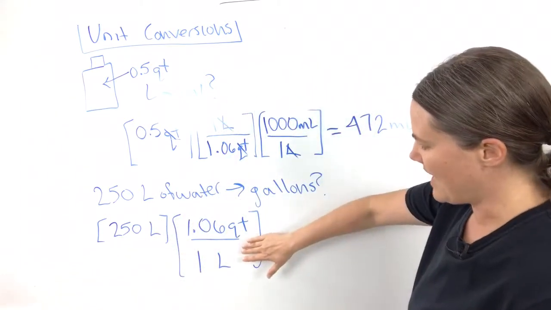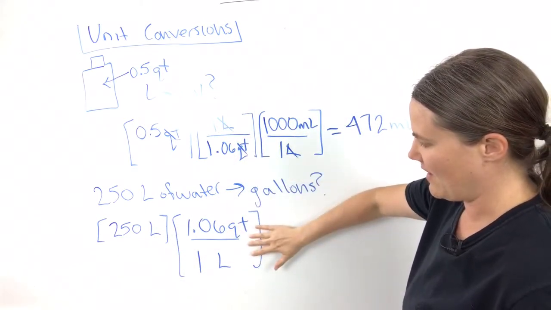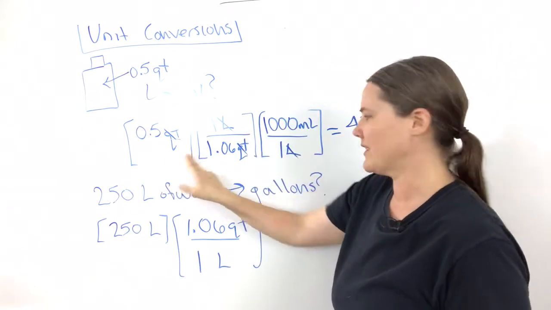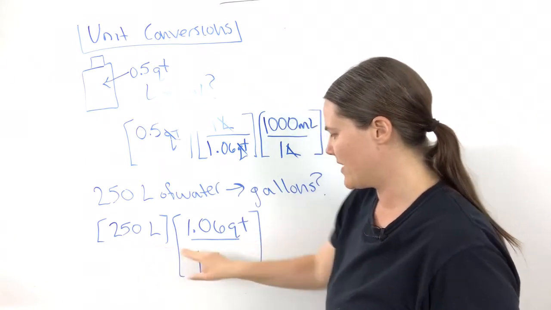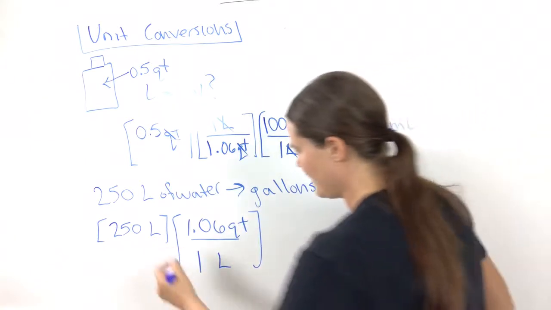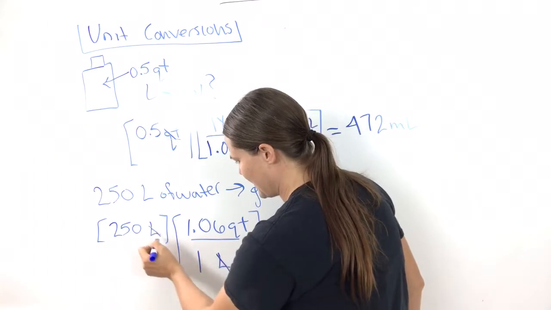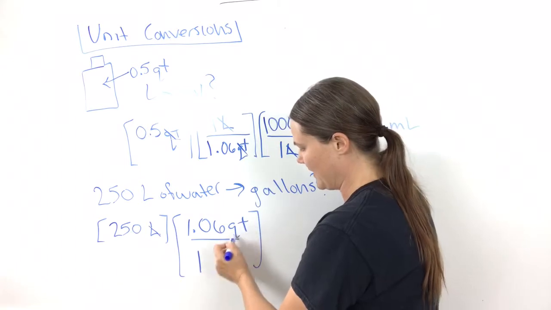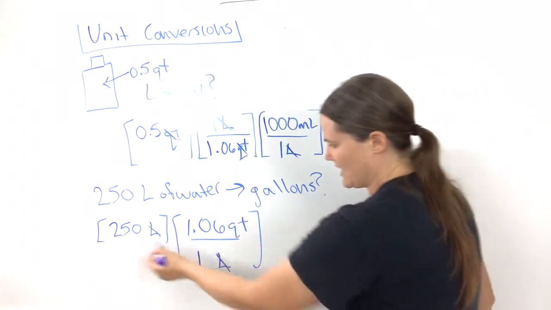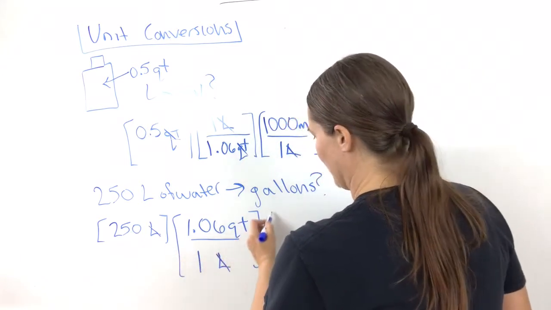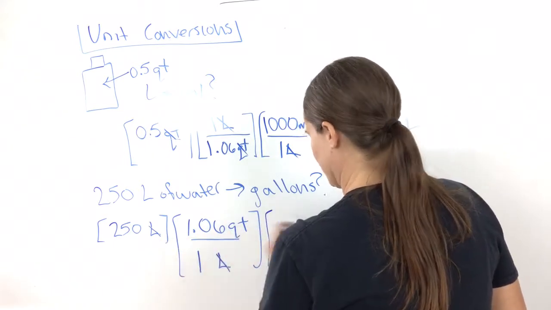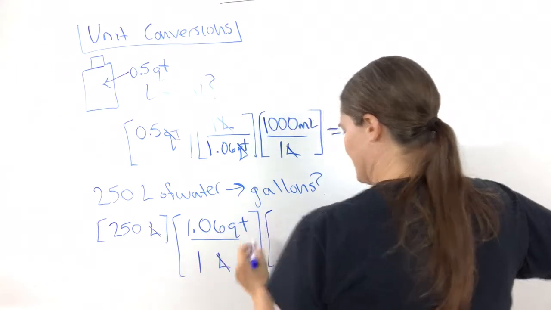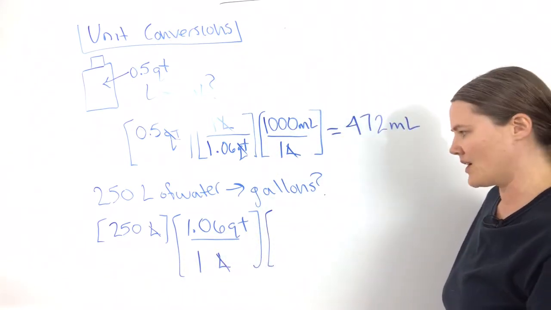And notice how I have the conversion factor opposite this time. This is because with this one I was converting from quart to liter, and this one I'm converting from liter to quart. So whichever one I have on the bottom, I need it to cancel out with the unit that I want to convert from, and then I'm left with the unit that I'm converting to. In this case, if I were to go through this math, I would be left with quarts because the liters cancel out.